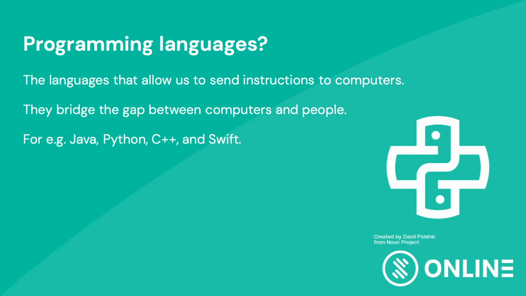So, types of programming languages. These languages actually allow us to send instructions to computers. So whether it's your phone, an actual computer, or your smart fridge, programming languages allow us to bridge the gap between computers and people. For example, Java, Python, C++, and Swift. These are just some examples of programming languages used for a variety of purposes.